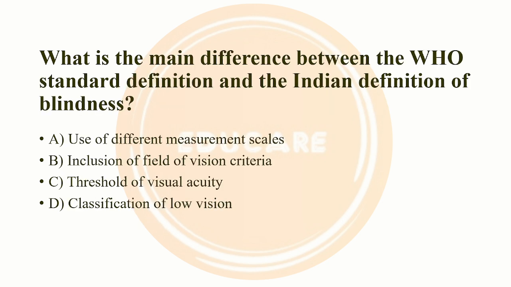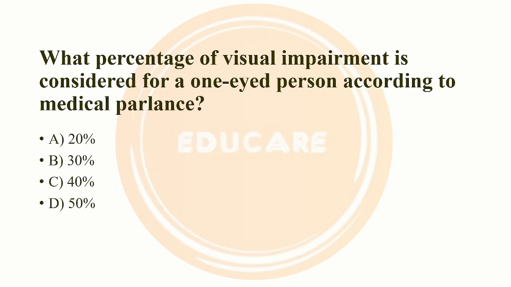Next, what is the main difference between the World Health Organization standard definition and the Indian definition of blindness? Option: use of different measurement scales, inclusion of the field of vision criteria, threshold of visual acuity, classification of low vision. Answer of this question is option C, that is threshold of visual acuity.